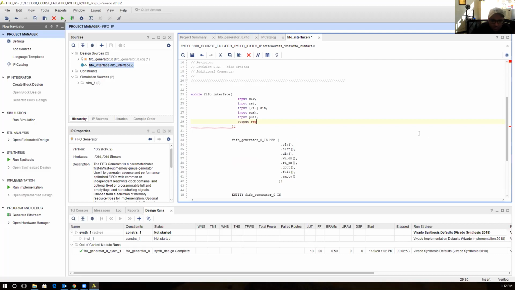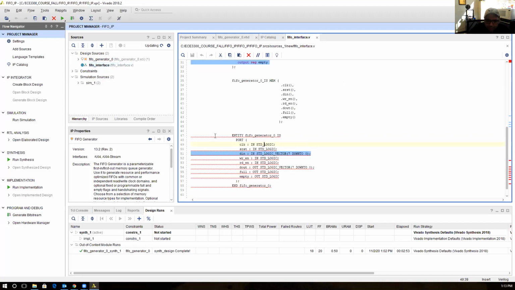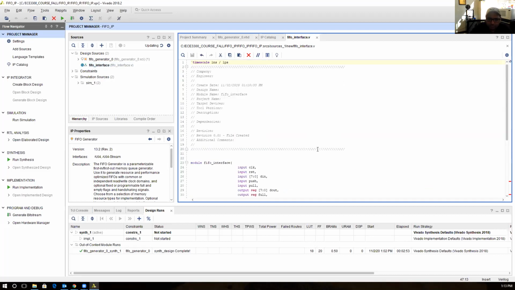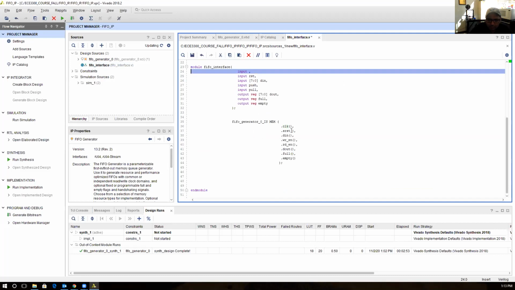Output reg [7:0] dout, the output register full, output register empty. Then we can literally say endmodule. Then you take clock. Oh, scheiße. Then push.